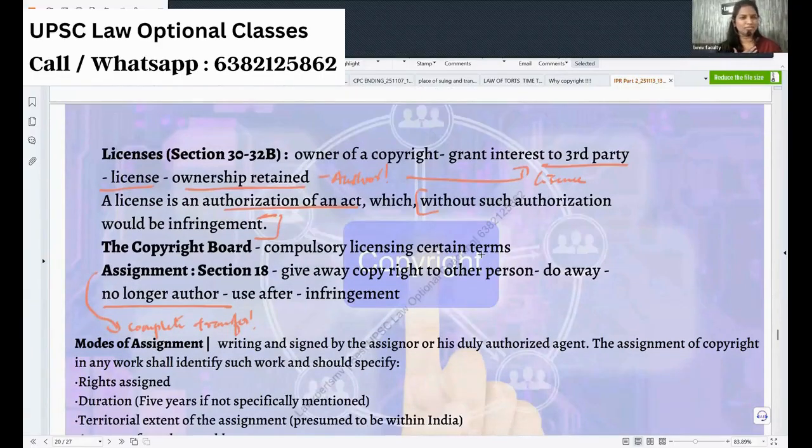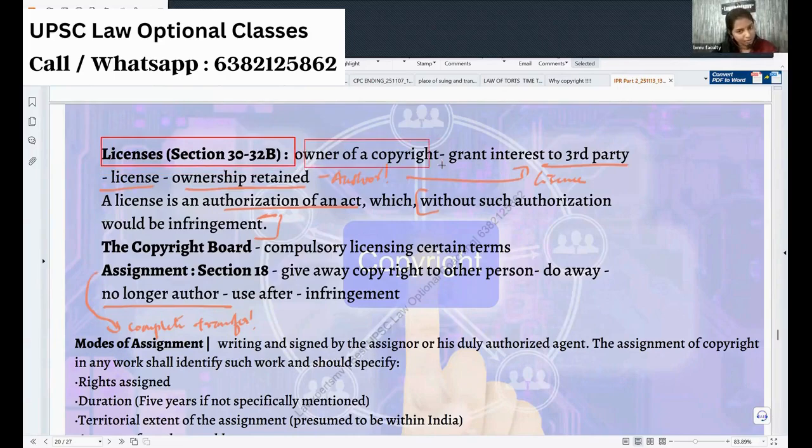See, I am an author. I am a painter. I do very big drawings and very good things. Everybody adores my drawings, but I don't know how to make money out of it. What will I do? See, I have a very good sense of doing artistic work and all those things, but I don't know business. I cannot make money out of it. So what I will do, I will license my work to others.